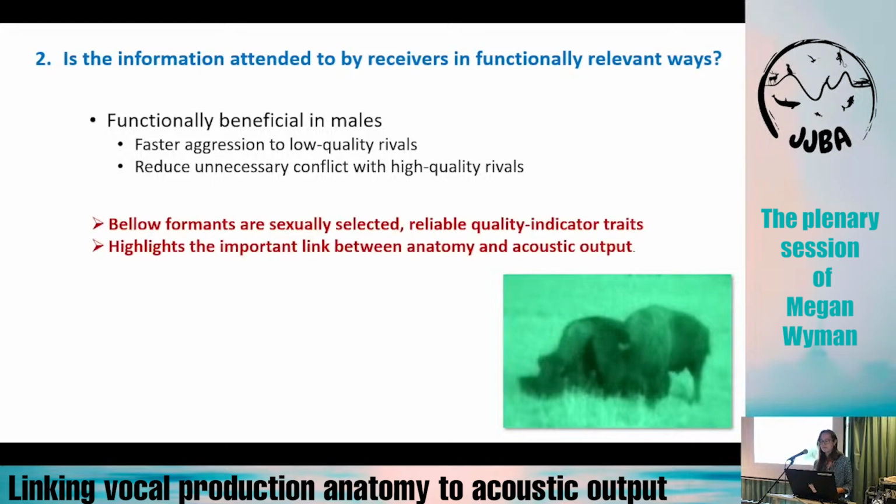But for females, why no difference? It could be that these behaviors were subtle and we weren't able to pick them up. I showed you a good example of what one of these looks like through night vision, but sometimes it was quite hard, especially when the moon isn't out. It could be that the playback wasn't long enough to get the full female reaction. And most likely, the female wasn't in estrus yet, so she had less drive to pay attention to this rival male. So we have bellow formants that are most likely sexually selected, and they're reliable quality indicator traits. This highlights the important link between anatomy and acoustic output.